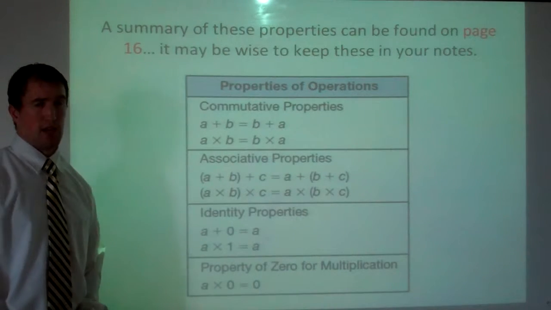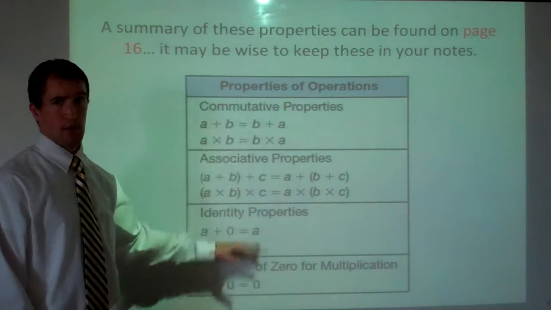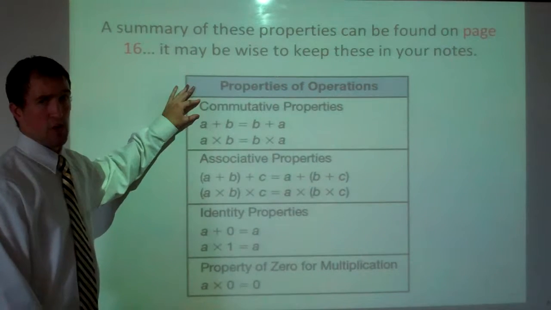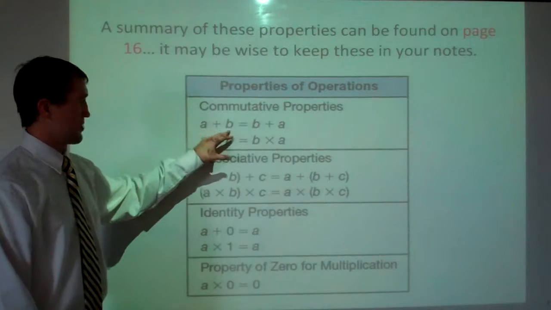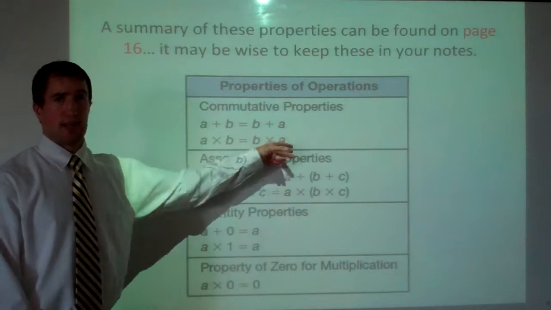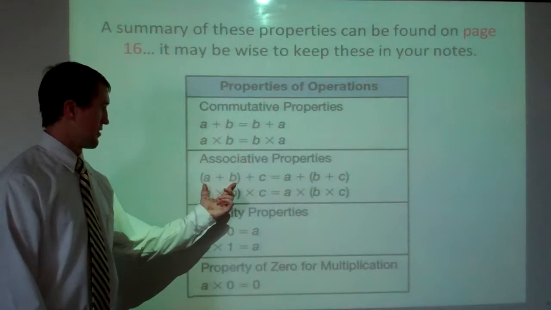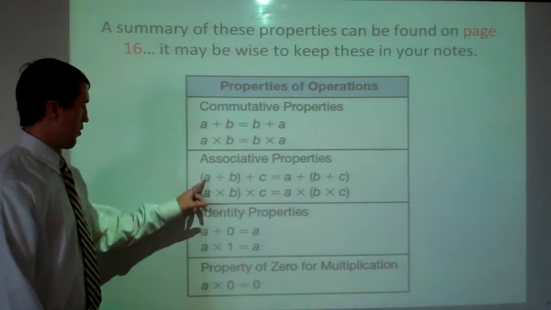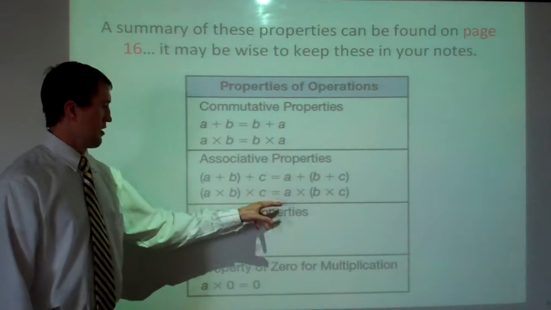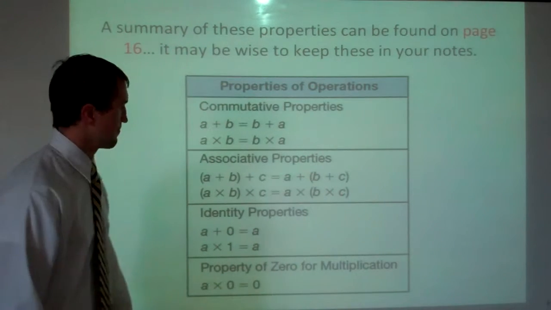Alright. In your books, on page 16, we have a summary of all the properties that we went over. Remember, this one talks about changing the order with adding or multiplying, and it doesn't matter. A plus B will equal B plus A. A times B will equal B times A. Associative property, that's all about taking your parentheses and shifting them over, but the order will not change. A, B, C, A, B, C. Order will not change, but your parenthesis location will change.